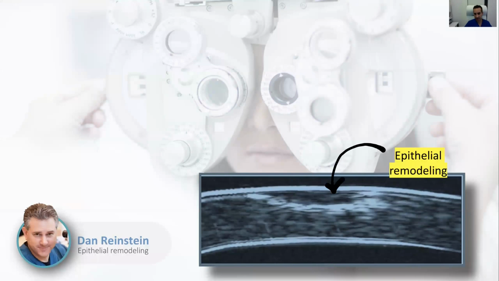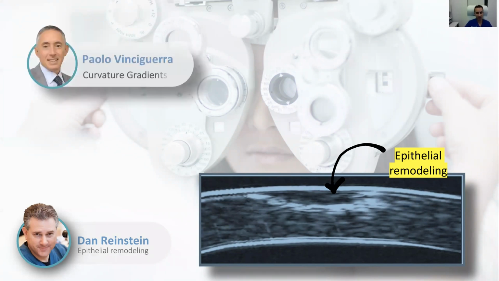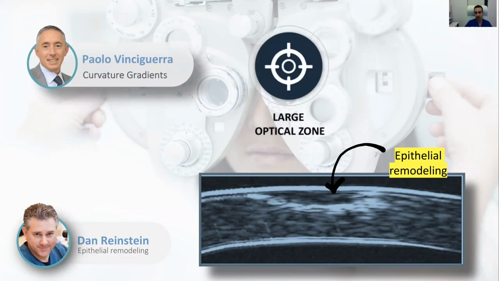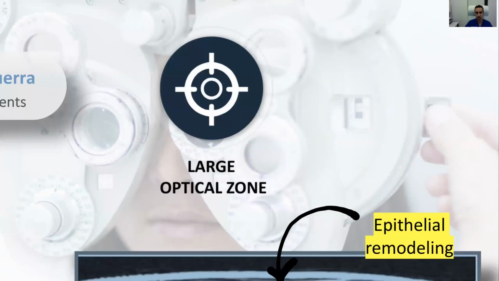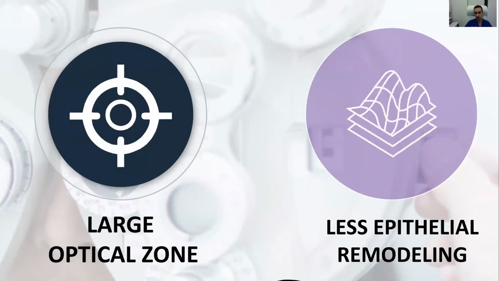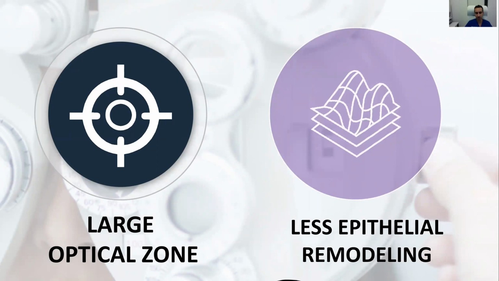Again, Dan Reinstein has very elegantly shown us how epithelial remodeling can be very aggressive the smaller the optical zone. Like in this case, a very small injury to the stroma, the epithelium would rush and fill out that crater right off the bat. While Paolo Vinciguerra has stressed the importance of the curvature gradients. So combining both principles, looking at large optical zones would give us the least epithelial remodeling, and the best in terms of final refractive outcome.